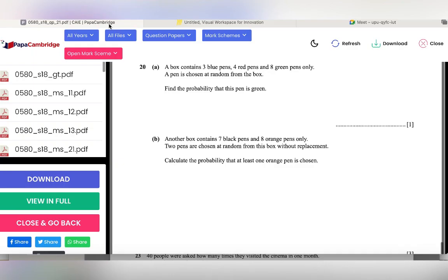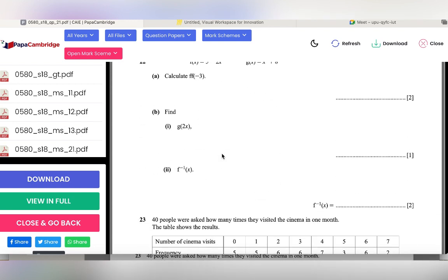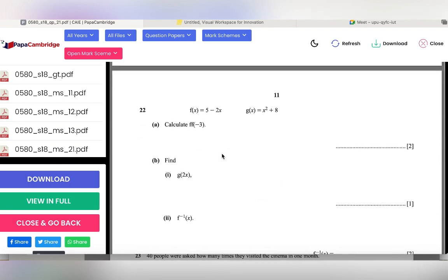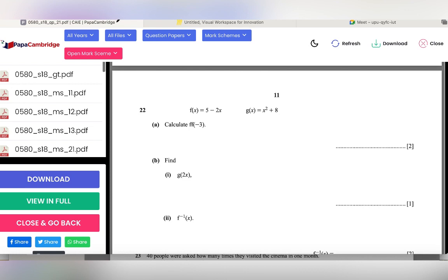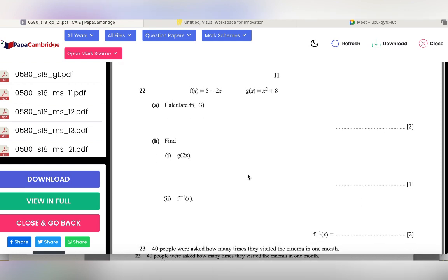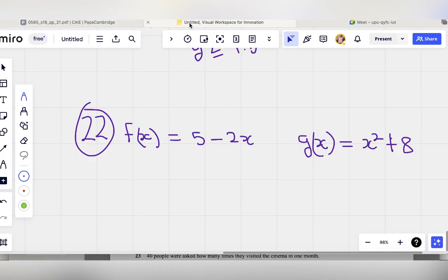g of x is equal to x squared plus 8. Then let's see what they want us to do. They say we should calculate ff of negative 3. So the first one says calculate f f of negative 3.